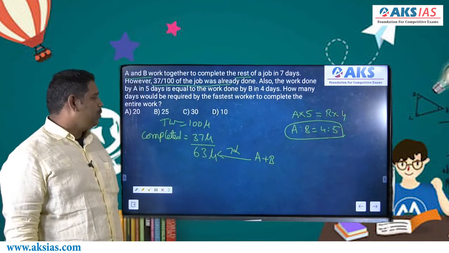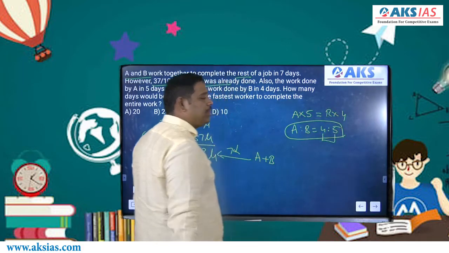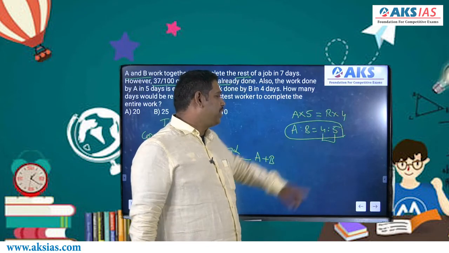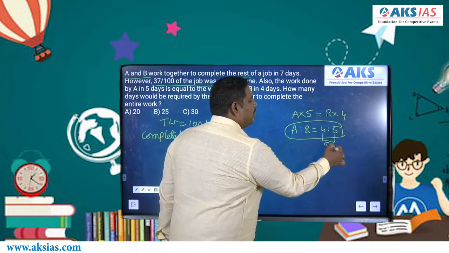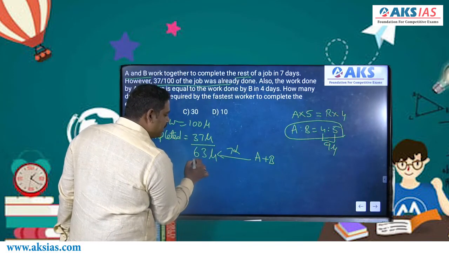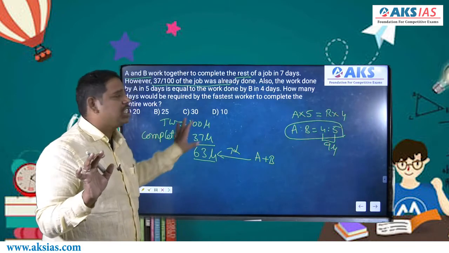So 4 is to 5 means per day how many units can they complete? A completes 4 units, B completes 5 units, together 9 units. How many days did they work? 7 days. That means 7 nines are 63 units. Yes, 100% perfect. Everything is matched here, right?